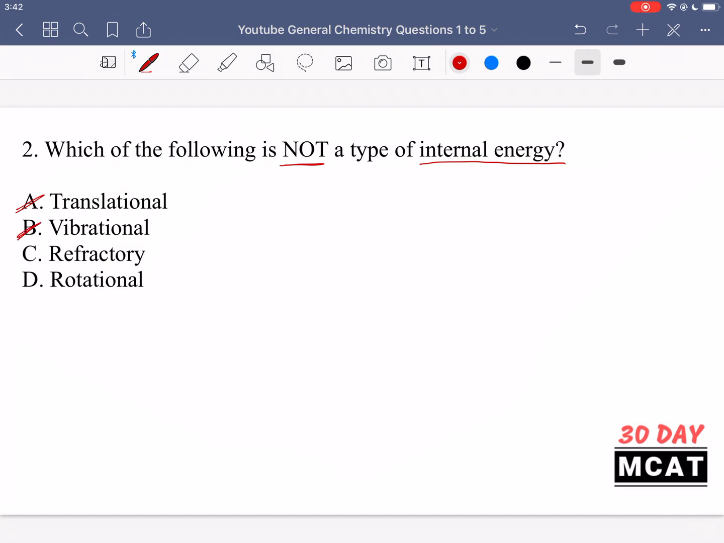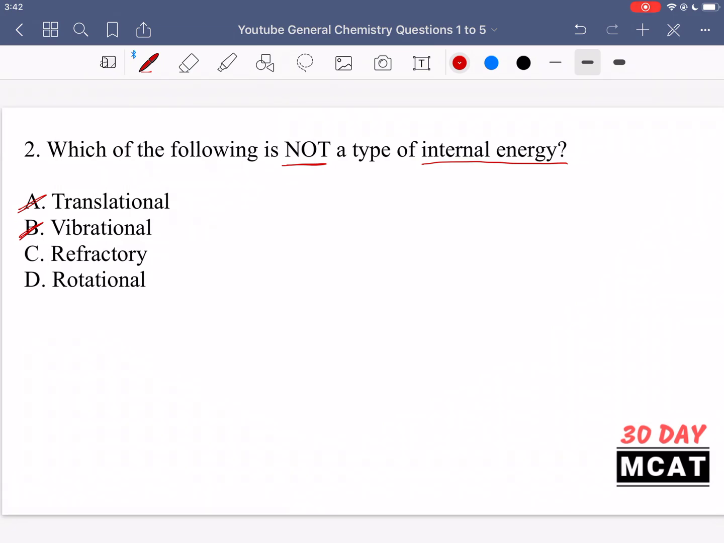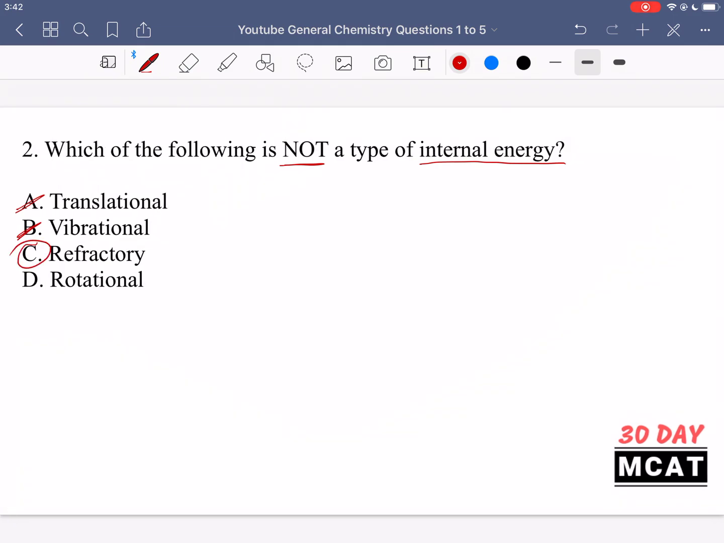Vibrational is also a type of internal energy, so this is just energy due to vibration in any particle or molecule or anything. That is a type. C is not. Refractory is not. Rotational it is. This is when that particle is rotating in space, so that is a type of internal energy. But refractory, that's not any type of energy. We don't have any refractory energy.